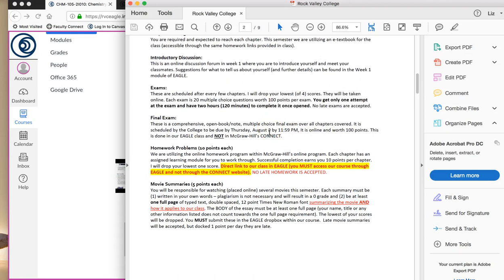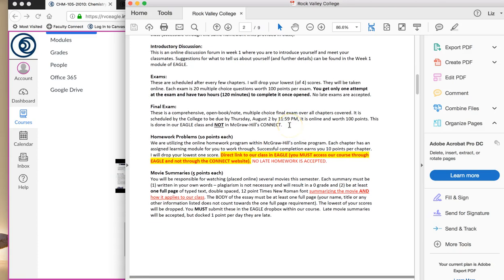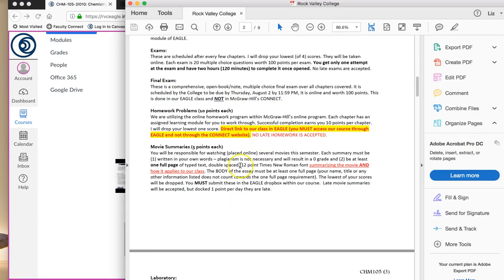Our final exam is a comprehensive, open book, open note, multiple choice exam over all of our chapters. Our college has scheduled it to be concluded, so done, by Thursday, August 2nd, just before midnight. That's when our class officially ends. The exam is online, in Eagle, and worth 100 points.